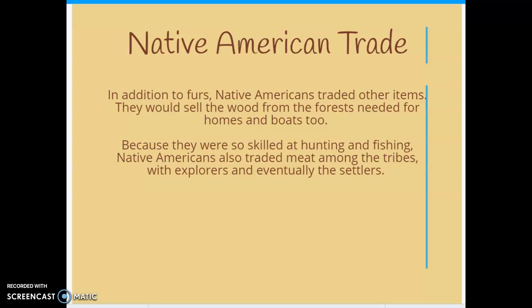It wasn't just fur. We've already said earlier that they would sell the wood from the forest needed for homes and boats as well. And because they were so skilled at hunting and fishing, Native Americans would trade meat among themselves and with explorers, and eventually they would trade meat with the settlers as well.